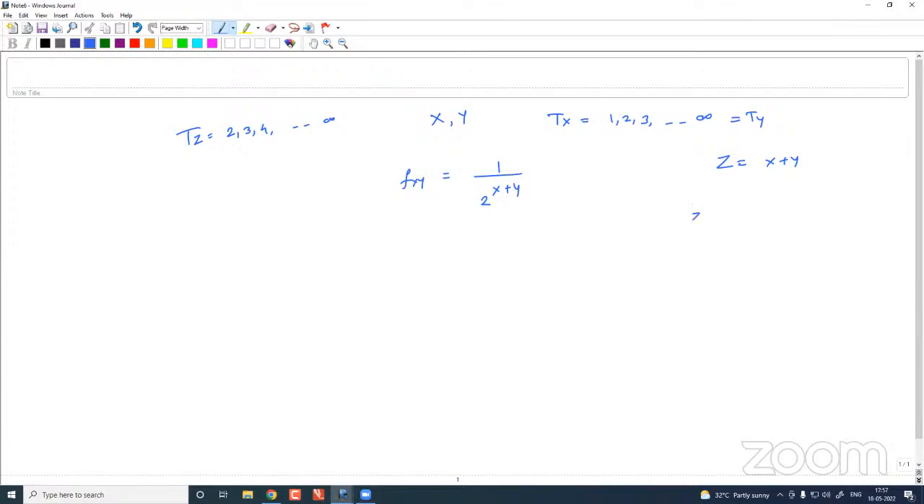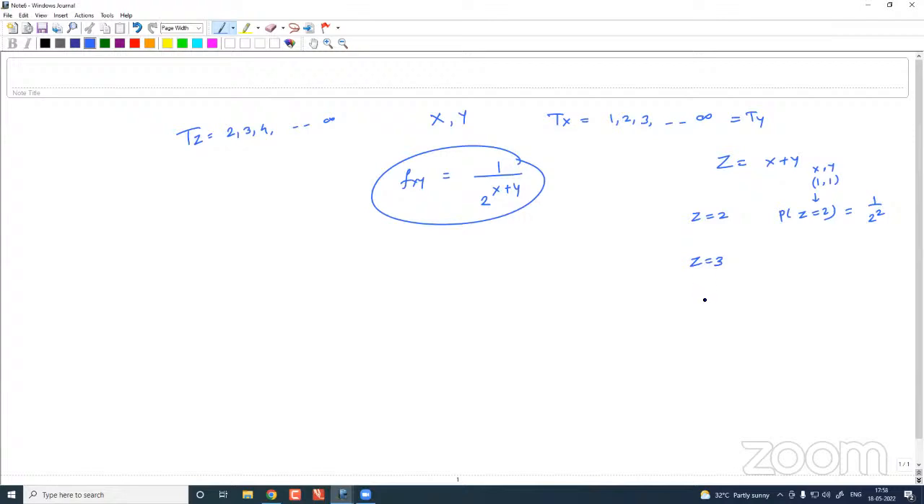So when z equals 2, what is the probability of z equals 2? When will this occur? X equal to 1 and y equal to 1, right? This is the only possibility. So when x equals 1 and y equals 1, the probability of z equals 2 will be 1 upon 2 to the power 2.